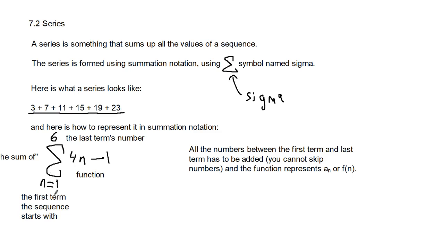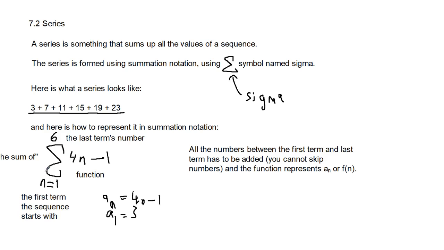So the first term, a of 1, you put as n equals 1. And then you've got to figure out the pattern. So a of n is equal to 4n minus 1, and when n is equal to 1, a of 1 is equal to 3. So you have to figure out the pattern: a of 1 is equal to 3, a of 2 is equal to 7, a of 3 is equal to 11. So n from 1 to 6, the 6 is the last term's number.